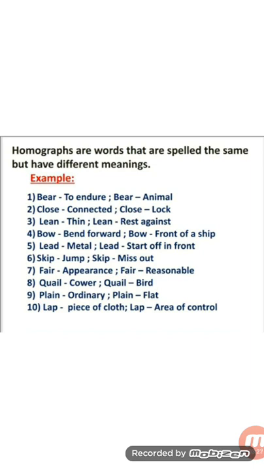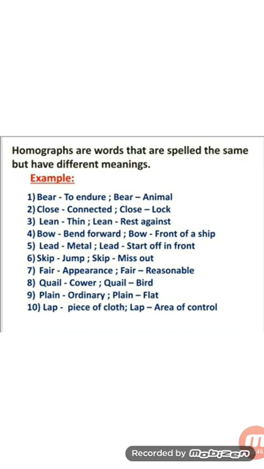See, the word is one but it differs in the meaning. कभी उसका मतलब हो रहा है close, कभी हो रहा है connected, कभी हो रहा है पास में. Okay, I hope you all are getting. Next one, lean, L-E-A-N, lean. Lean पहले तो दुबला पतला and second one, rest against.